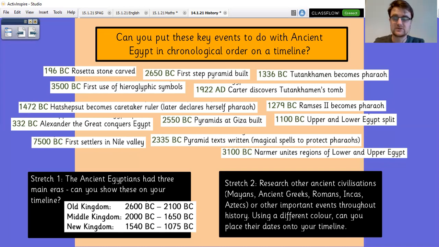I will also put this on to Teams so that you can have a go at moving them around instead of having to write them out necessarily. But try putting them in order, try adding your own ones in there as well. And on the next slide, I've got the answers so that you can check it. So pause it, have a go at it from here. And when you're ready, press play and move along.